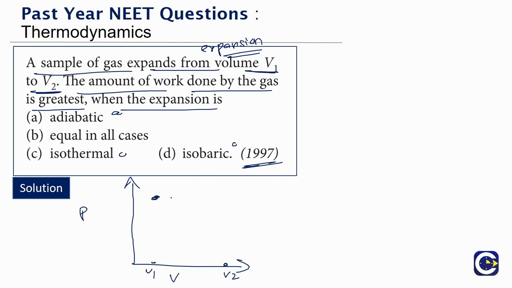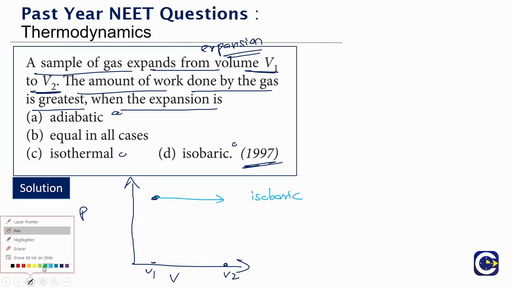Isobaric means what? I'll probably use different color markers to indicate. What is isobaric? Constant pressure means it will just go like this. This is our isobaric. Okay. Next they are saying isothermal and adiabatic.